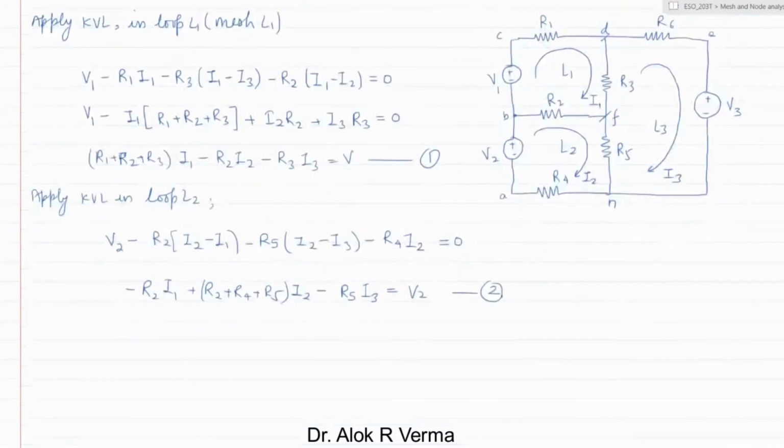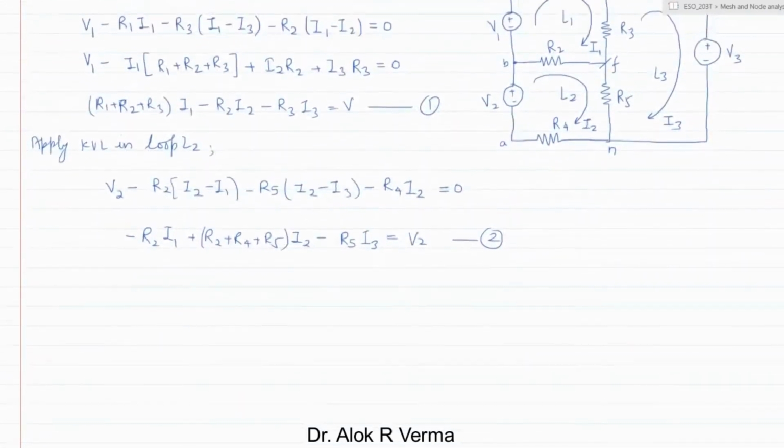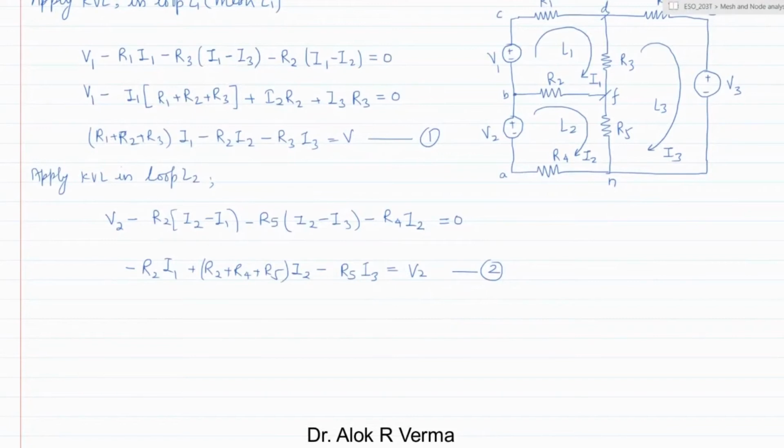Now, in the same lines, if we consider loop 3, apply KVL in loop 3. On similar lines, you just write the voltage drop. Suppose you start from any point, start from this point, R5. We are assuming loop 3, so the current is going up in N to F. So the voltage drop will be minus R5 times (I3 minus I2).